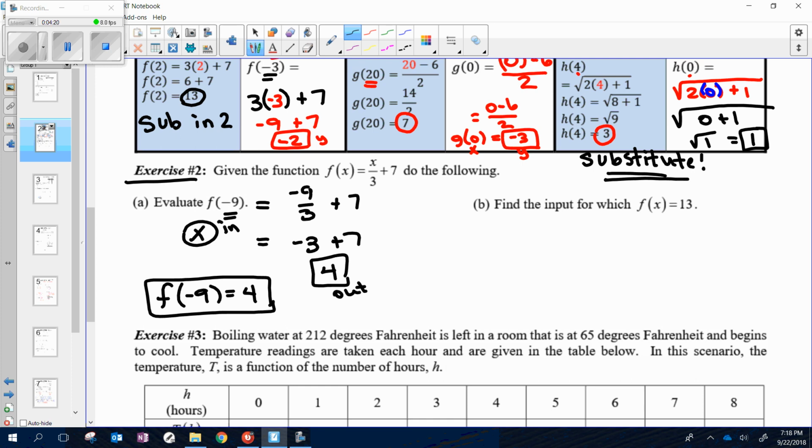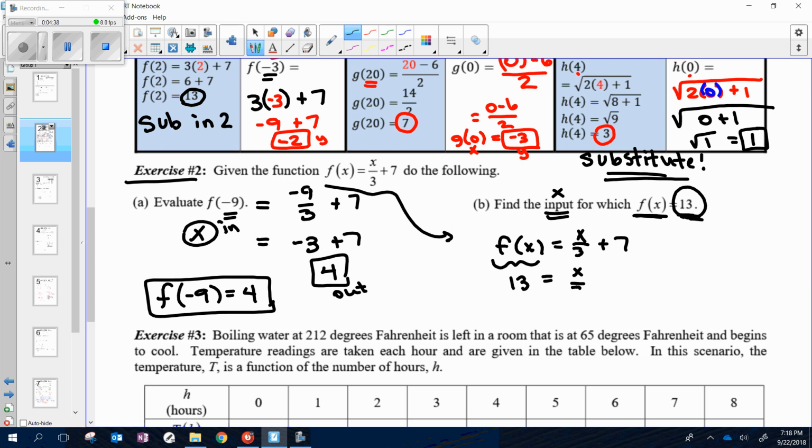Find the input this time. I'm looking for x. They gave me the output was 13. So when I look at the rule, I'm going to rewrite it. F of x equals x over 3 plus 7. F of x is 13. So this output is 13. I am trying to find x. This is like solving an equation. Because it is. It's exactly what we're doing.